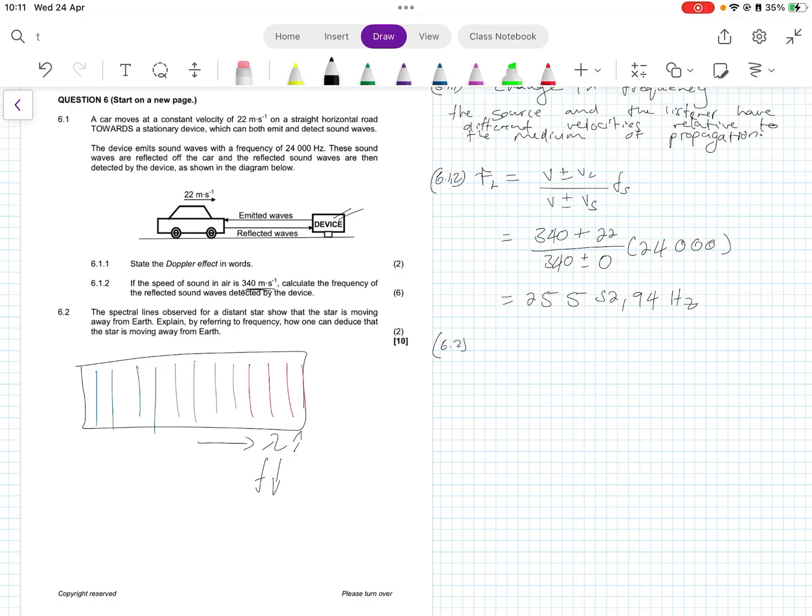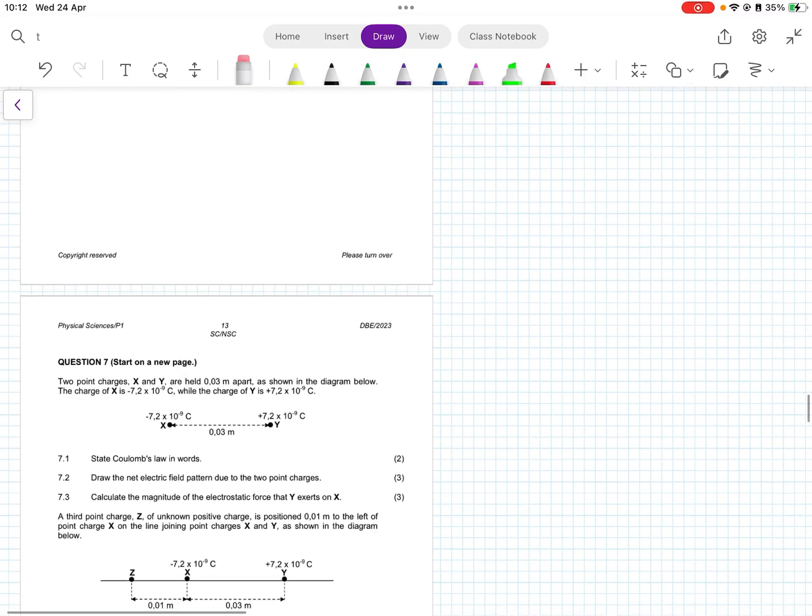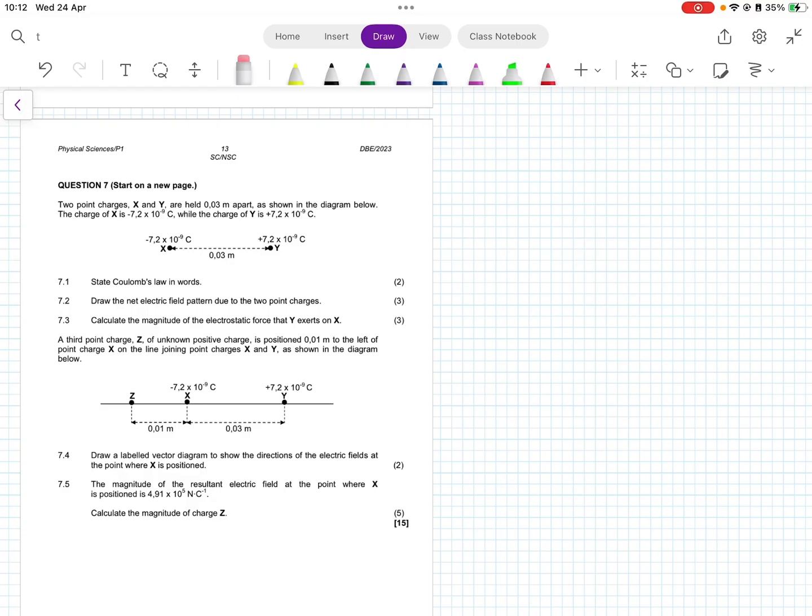So, explain by referring to frequency how one can deduce that the star is moving away from Earth. You can just say that the frequency of the spectral lines would decrease, with your keywords being frequency and decrease. Without those two keywords, you would not get full marks. So that is it for our Doppler effect question. We may then go on to the Coulomb's law question, question 7.